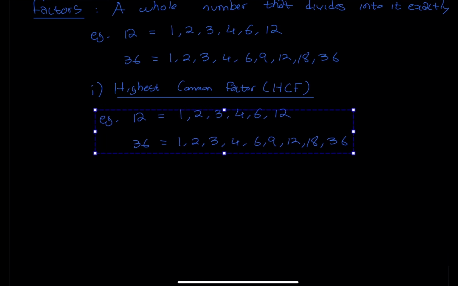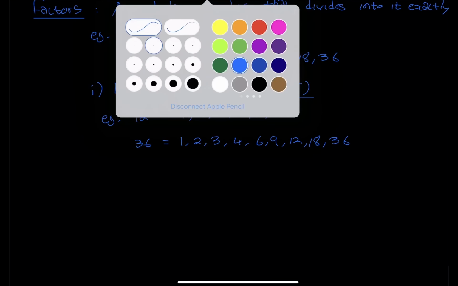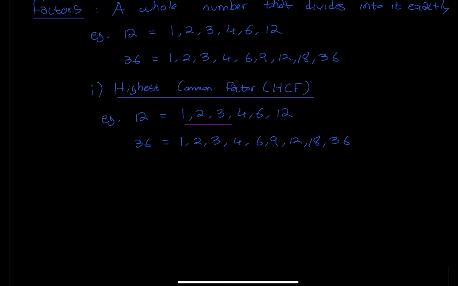Copy, paste. Righty. Now, when we go across 12 and 36, we have to find a number that's common to both, but it's the highest number. So 1 is common to both, 2 is common to both, 3, 4, 6 common to both. When we come to 12, 12 is common to both and it's the highest number that's common to both, right? So the HCF of 12 and 36 is 12.